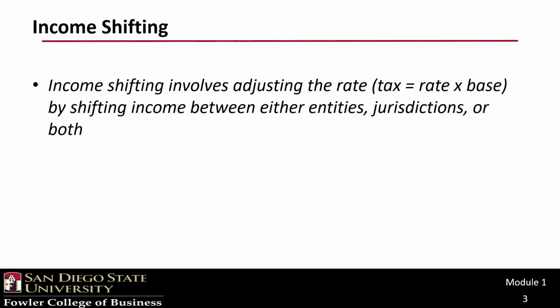Okay, here we go. Income shifting involves adjusting the rate by shifting income between either entities, jurisdictions, or both.